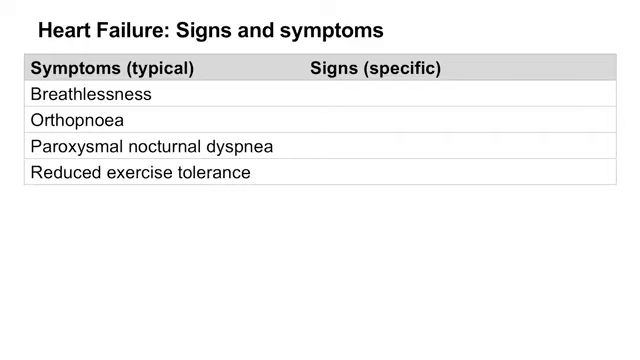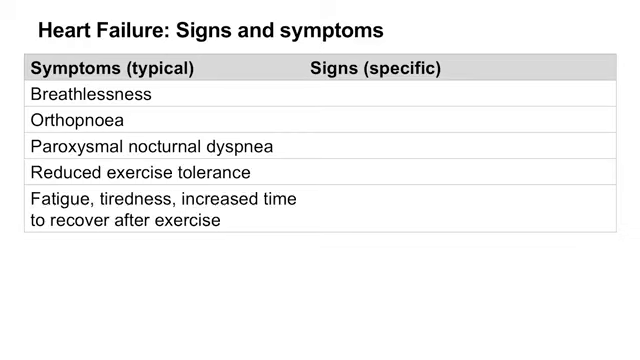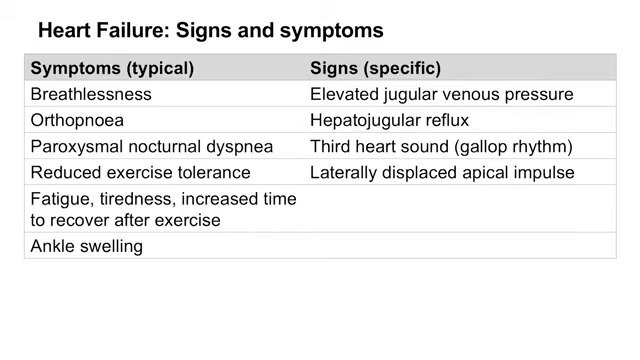But also reduced exercise tolerance, fatigue, tiredness, increased time to recover after exercise, or ankle swelling may be reported by the patients. And of course there are other symptoms as well, but these are the most typical ones. If you look at the signs, the very specific ones the doctor can find are elevated jugular venous pressure, hepatojugular reflux, or a third heart sound, that means a gallop rhythm, and other signs, of course, we will find as well, which may be less specific. But there are many signs and symptoms, of course, we assess as doctors.